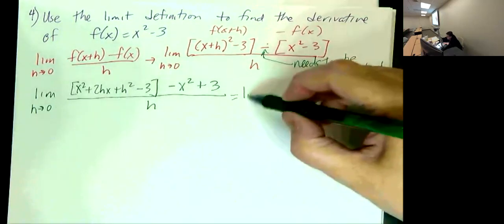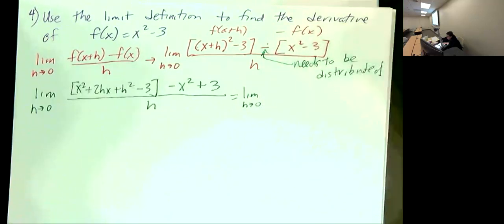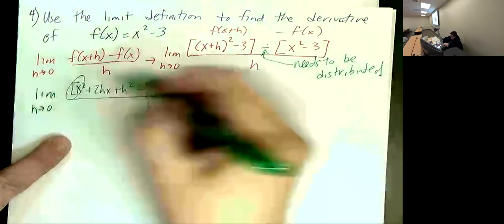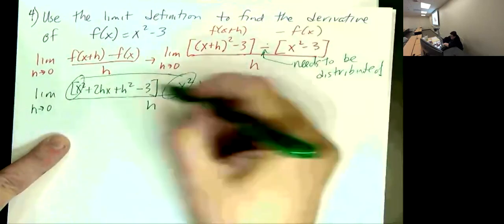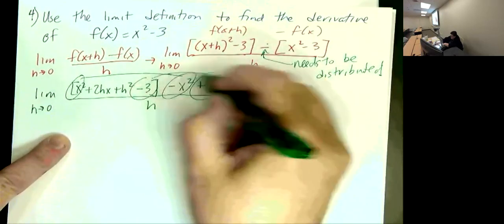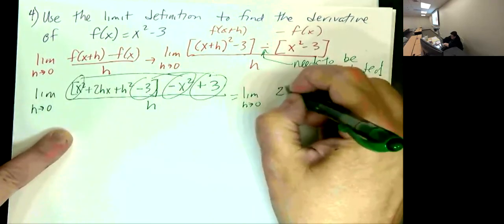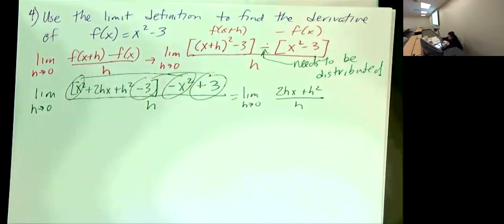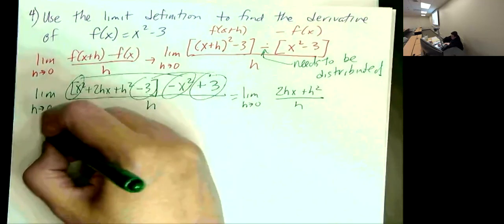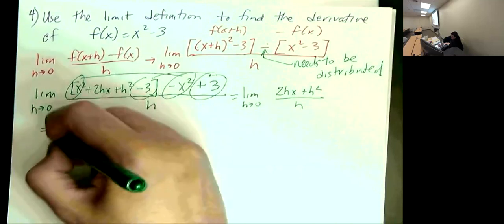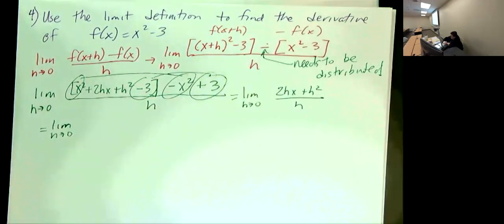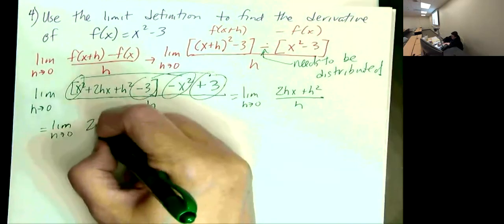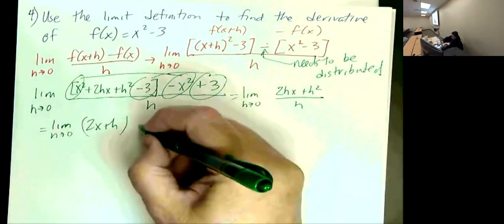All right, what do we got left? If you've done it correctly, everything that doesn't have an h in it should cancel out. x squared and negative x squared cancel out. Negative 3 and positive 3 cancel out. I am left with 2hx plus h squared over h. At that point, you can divide the h out, and you have the limit as h goes to 0 of 2x plus h, which is just 2x.